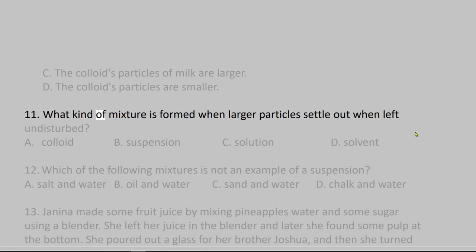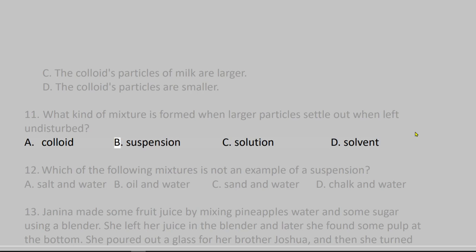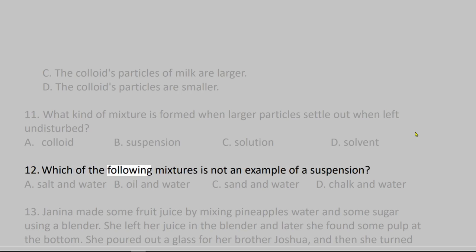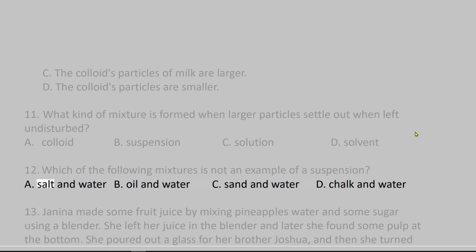11. What kind of mixture is formed when larger particles settle out when left undisturbed? A. Colloid. B. Suspension. C. Solution. D. Solvent. 12. Which of the following mixtures is not an example of a suspension? A. Salt and water. B. Oil and water. C. Sand and water. D. Chalk and water.